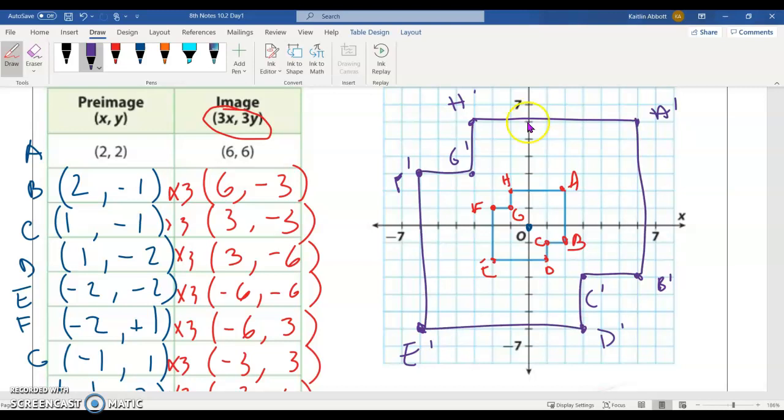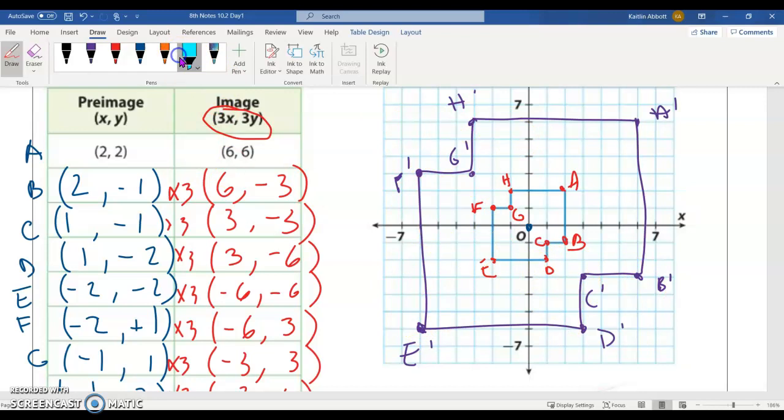There we go. So you know you did it right if your shape looks exactly like the shape that was already there. And it looks like I do have the same shape. I got both corners. I got these big corners, these little baby corners. It just looks like it got bigger.